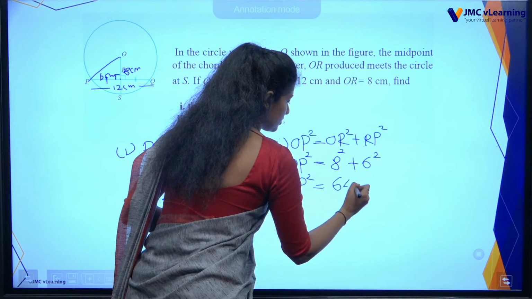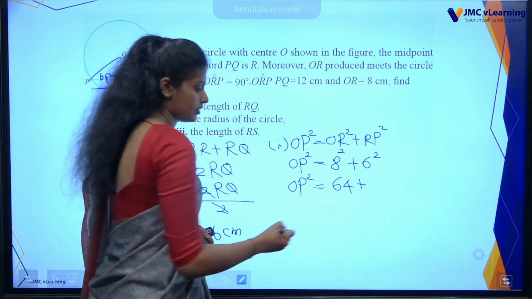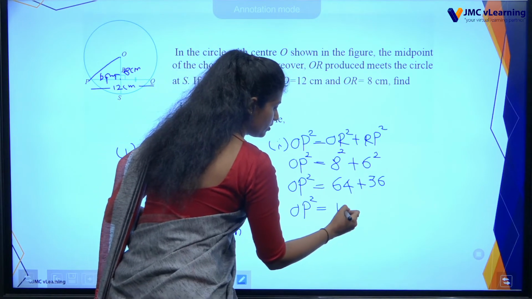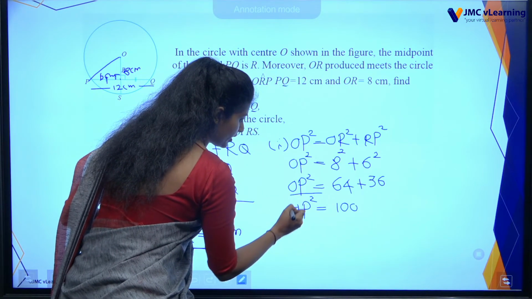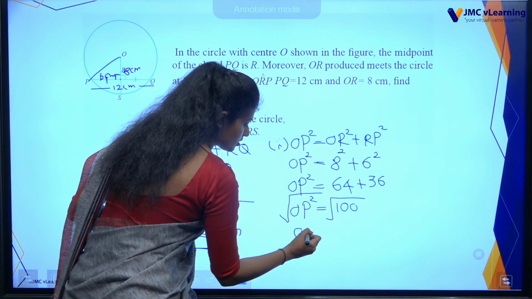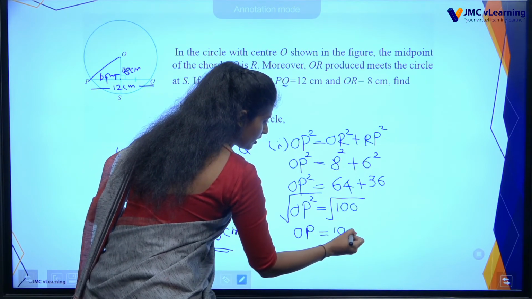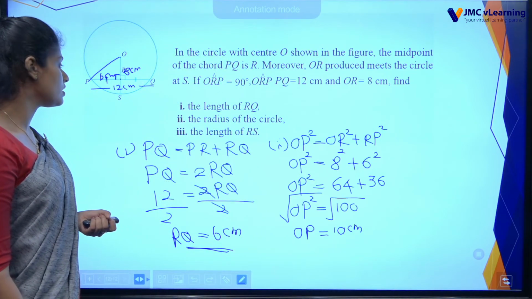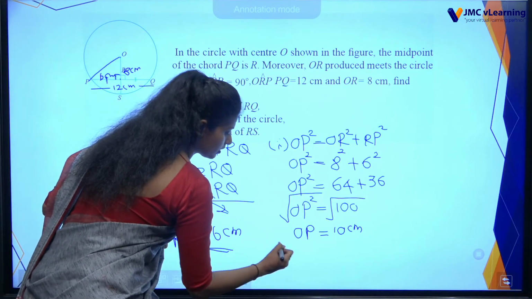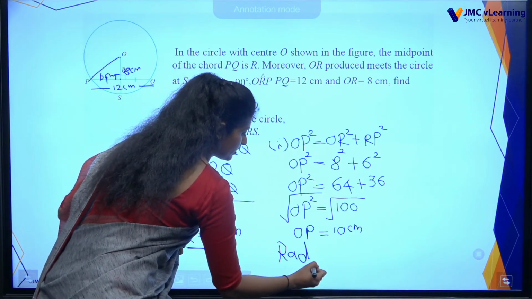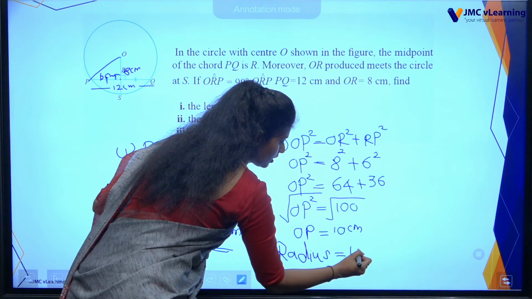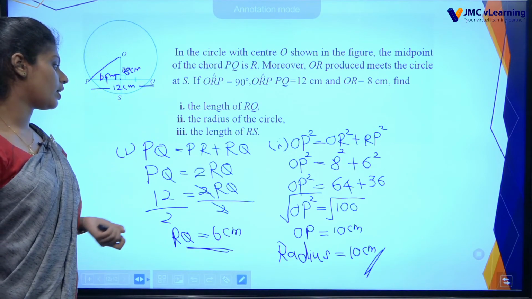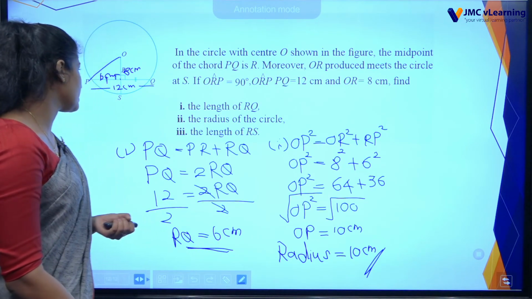8 into 8, 64. Add 6 squared, 36. Then OP squared is equal to 100. To find OP, you have to take the square root. So OP is equal to 10 centimeter. Here OP is the radius of the circle. That means we have to write radius is equal to 10 centimeter. This is the answer.